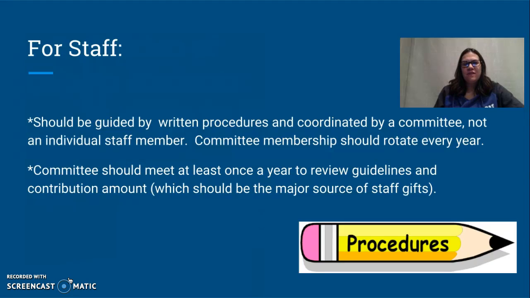For staff, these should be guided by written procedures. Gift giving should be guided by written procedures and coordinated by a committee, not an individual staff member. A committee membership should rotate every year, and the committee should meet at least once a year to review the guidelines and the contribution amount, which should be the major source of staff gifts.